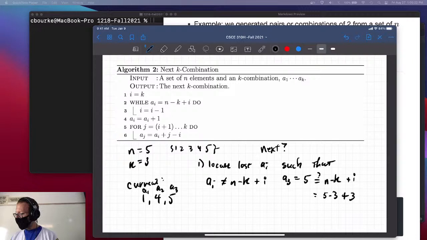That's not our guy. A2 is equal to 4. Is that equal or not to 5 minus 3 plus I? Well, I in this case is... I think I screwed up.